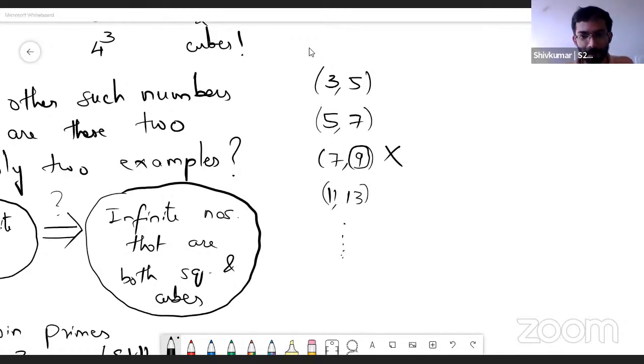I'll just take some time. How can we find the pair of co-prime numbers? Exactly. So yeah, we'll have to leave a number in between, right?